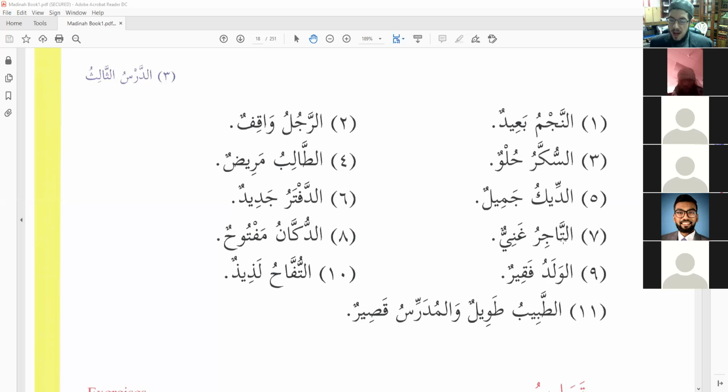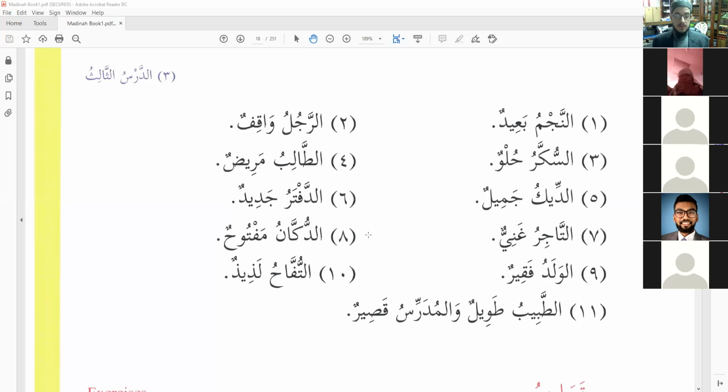And listen to how she doubled the ta. She did not pronounce the lam. She merged it into the ta. At-tajiru ghaniyun. Excellent work. Moving right along. Mir, give number 8 a shot. Okay.